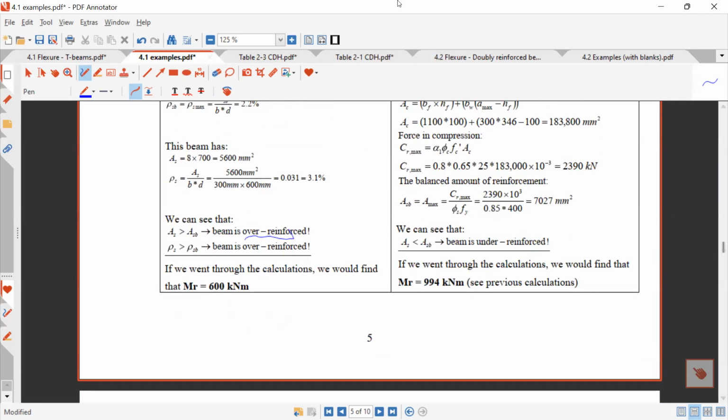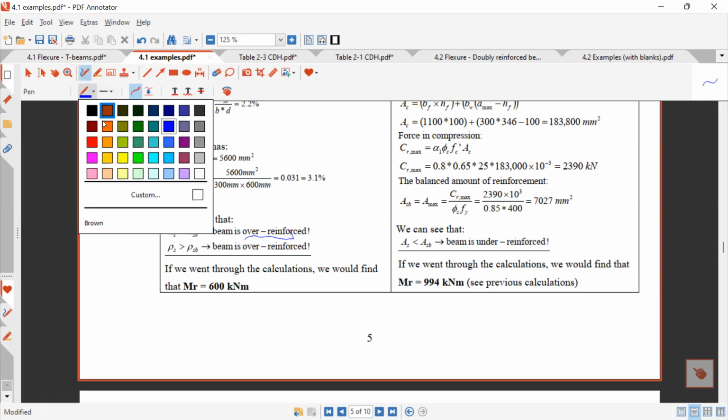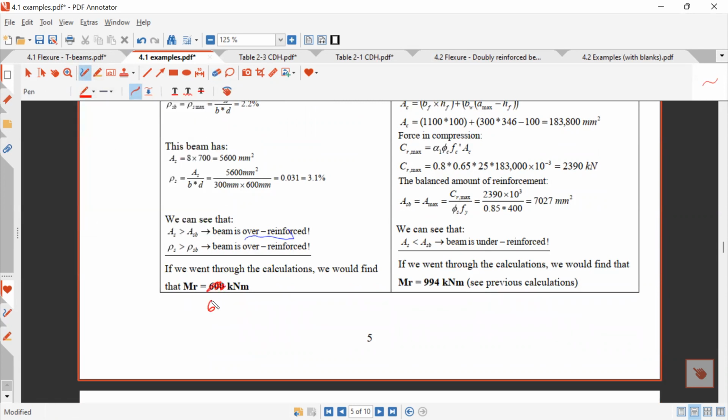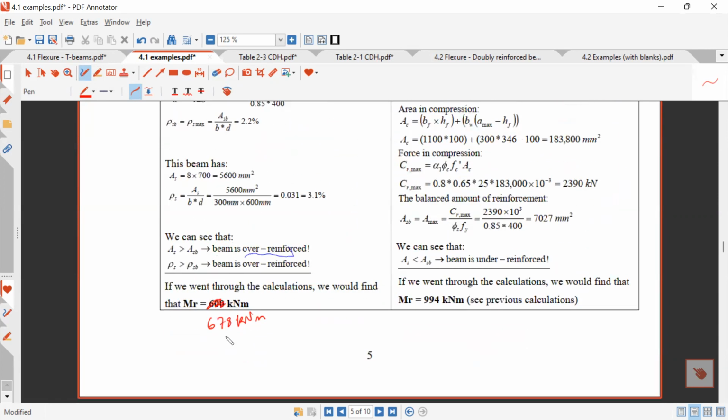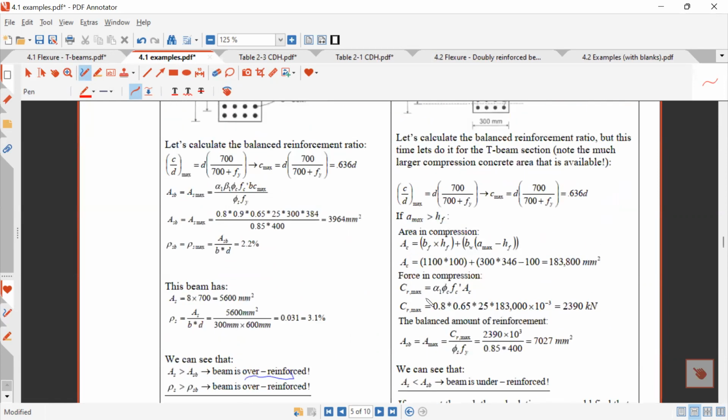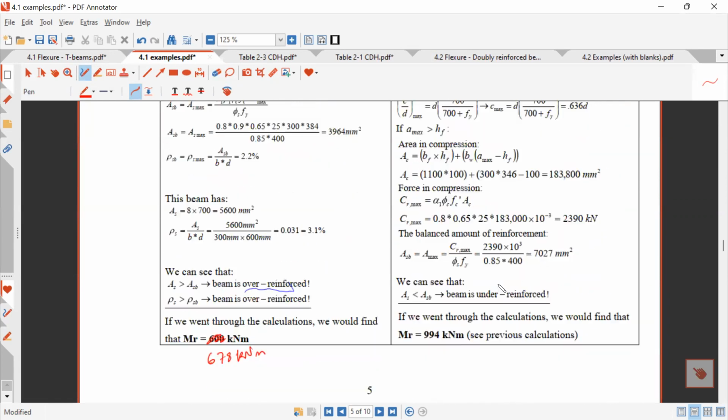And this moment resistance, again, I haven't done it. Just correct this because I think there's a mistake. This moment resistance would be 678 kilonewton meter for this 830 M beam here. If I ignored these flanges and just analyzed it like a rectangular, I would find 678 kilonewton meter. If I took the T-beam, we just found it's around 994 or 999 kilonewton meter, just like we did.